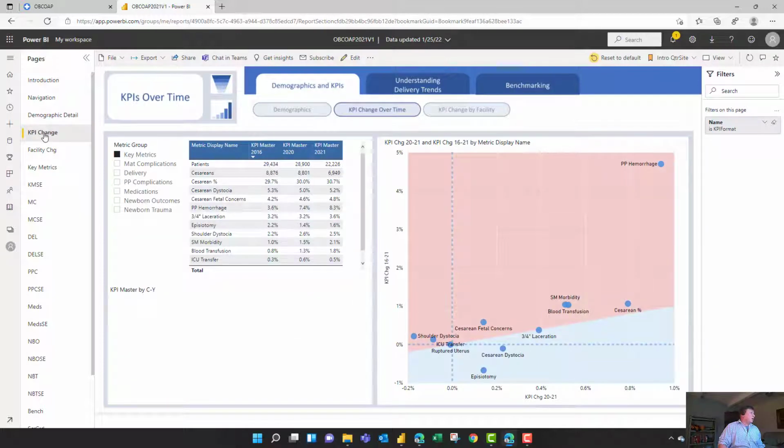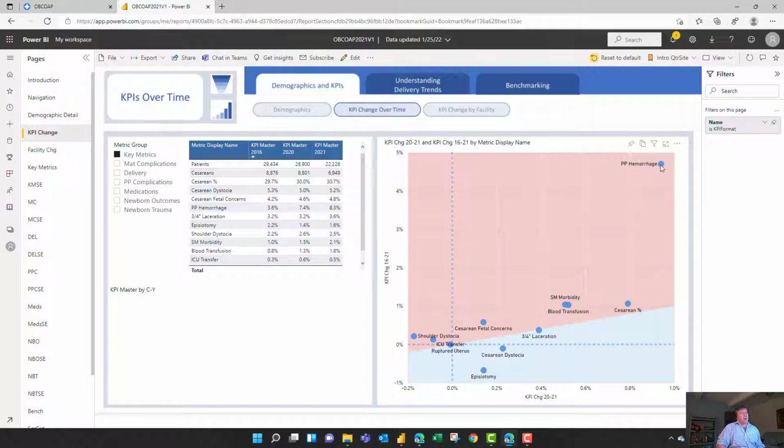I really wondered about KPI changes. So how did different KPIs change from a year-over-year perspective, as well as from the beginning of the data set in 2016 through the end of the data set in 2021. So on this scatter plot on the right side here, we have all the different key metrics, which are listed right here, and then the changes on a year-over-year basis along the x-axis, so the change from 20 to 21, and then the change from 16 to 21 on the y-axis.